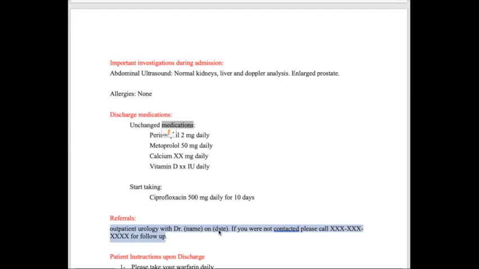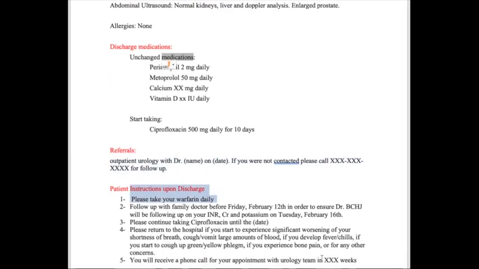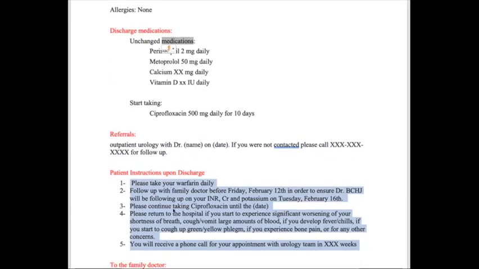Sometimes you might not have the date. So you tell the patient in this note, if you were not contacted, please call X number for follow-up. And then patient instructions upon discharge. This is really, really important, because your patient spent 10 days or 4 days in the hospital, they might not understand most of the things that were written earlier, but they might look at this and say, okay, so I should do 1, I should do 2, I should do 3.